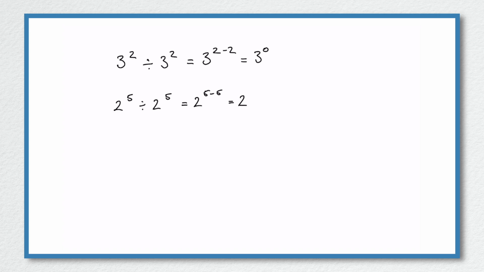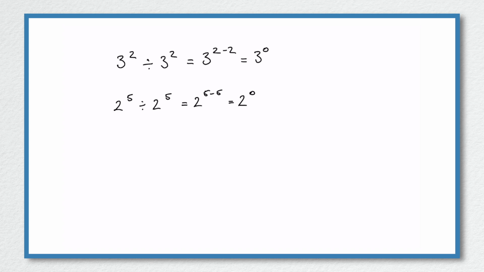The final thing I want to look at is something to the power of naught. If I have 3 to the power of 2 divided by 3 to the power of 2, well, using the rules that we already know on division, this would be 3 to the power of 2 subtract 2, which is equal to 3 to the power of naught. If I had 2 to the power of 5 divided by 2 to the power of 5, I'd have 2 to the power of 5 subtract 5, which is equal to 2 to the power of naught.